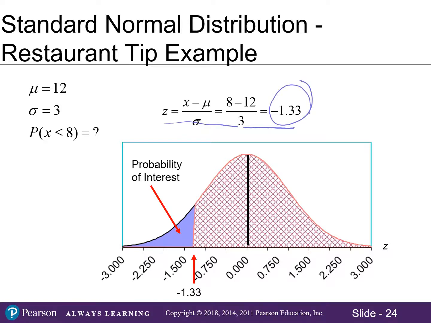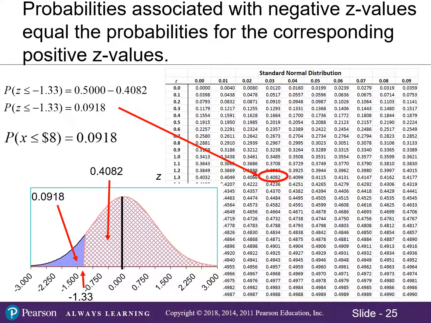So on the standard normal distribution, it would be 1.33, and I want this little purple area as my probability of interest. Okay, so I'm going to look this up on the table.